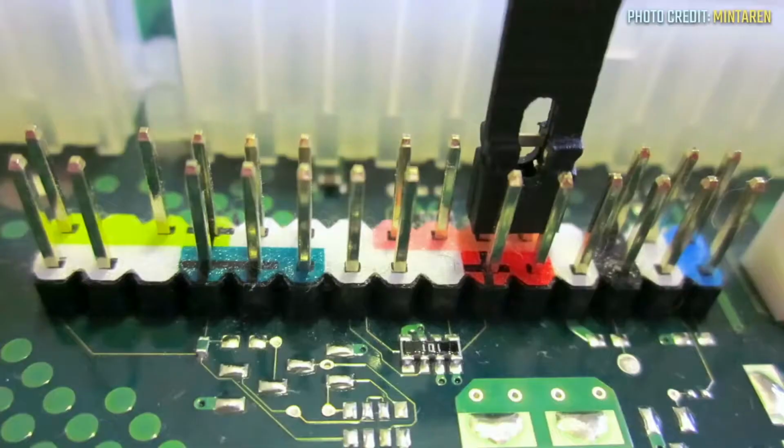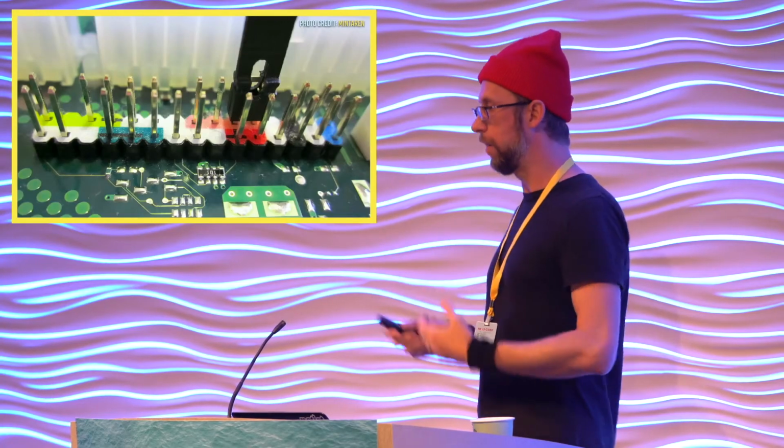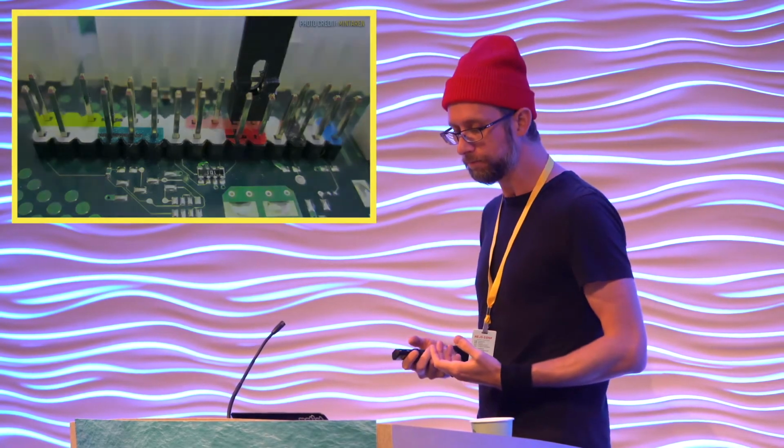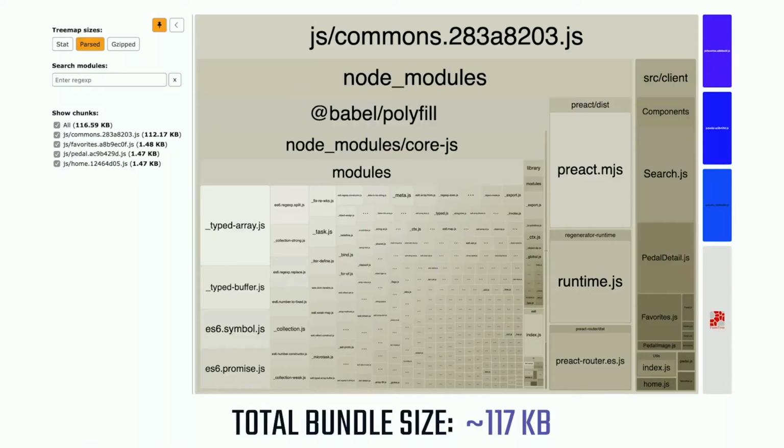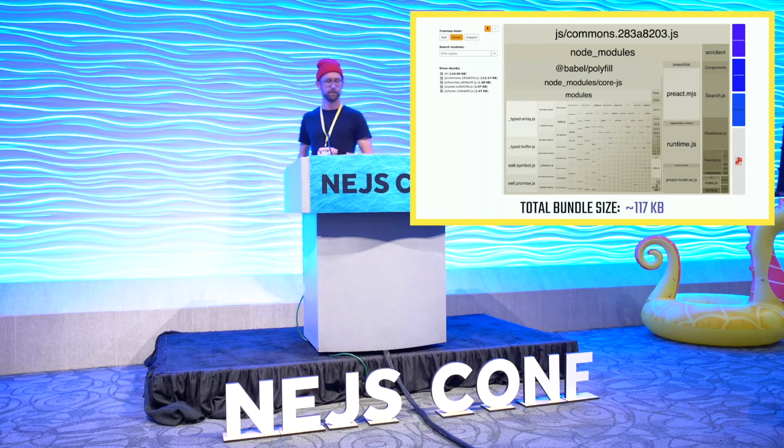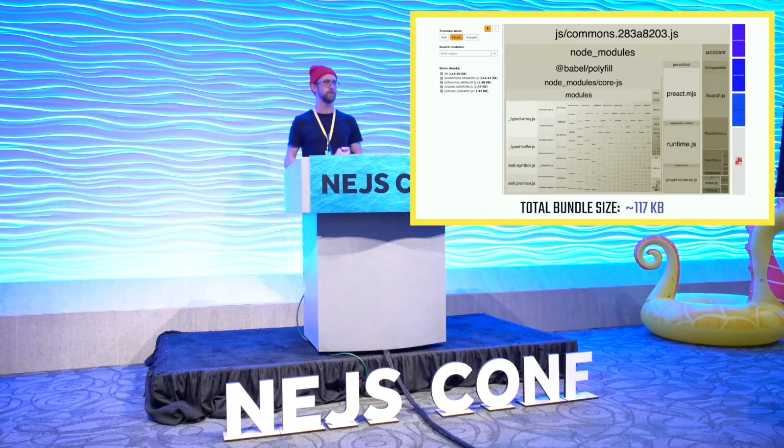How we write JavaScript, though, isn't the only thing to consider when we're using Babel. We also need to configure Babel itself. Here's an example Webpack bundle analysis for an example app, which uses a Babel configuration that isn't finely tuned, and it sits at about 117 kilobytes. And you'll notice most of it is comprised of polyfills.